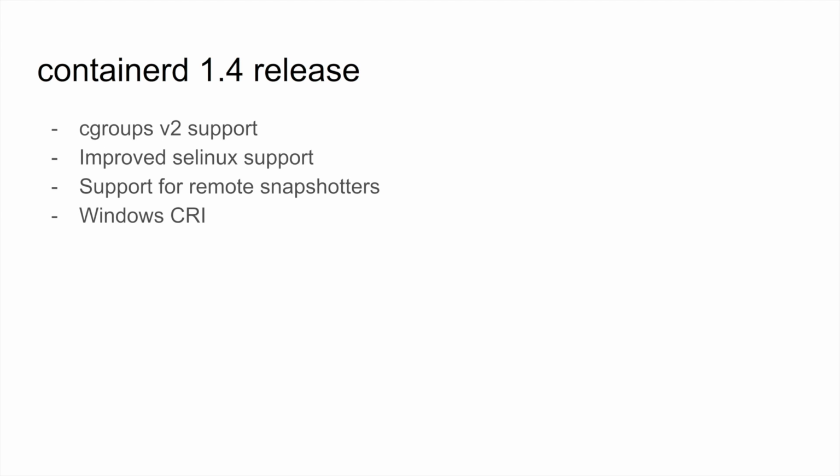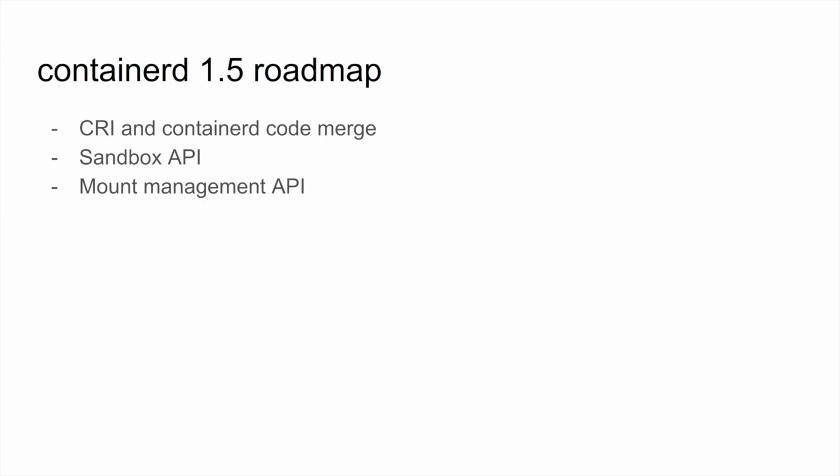It includes support for cgroups v2, improved SELinux support for remote snapshotters, and support for CRI on Windows. If you want to hear more about remote snapshotters, attend the deep dive session for containerd. The containerd 1.5 roadmap is currently being decided on. As I mentioned before, a large item will be merging the CRI codebase with the main containerd codebase. We also have ongoing work to introduce a new sandbox API and core sandbox interfaces. This will not only allow for better integration with virtual machine sandboxes, but also allow us to clean up the way pods are managed by containerd.